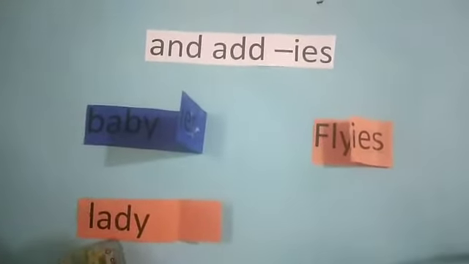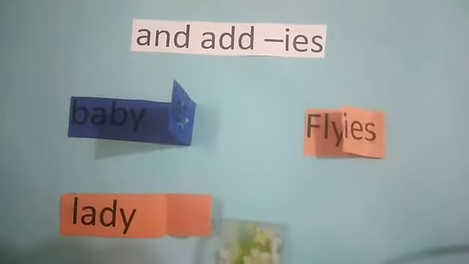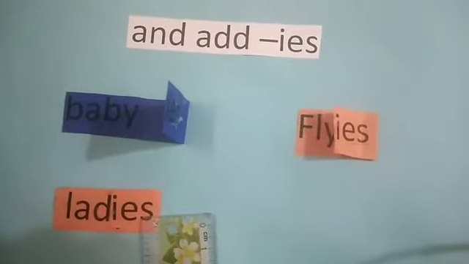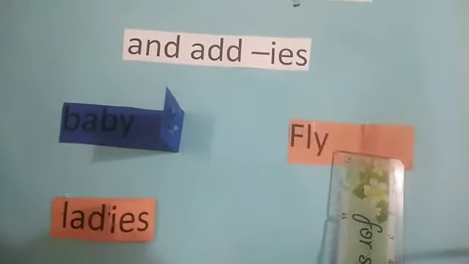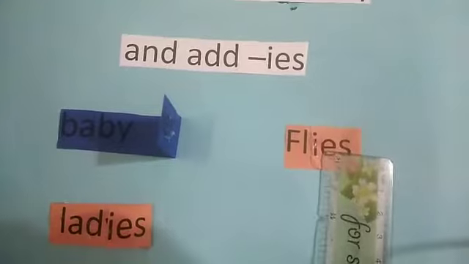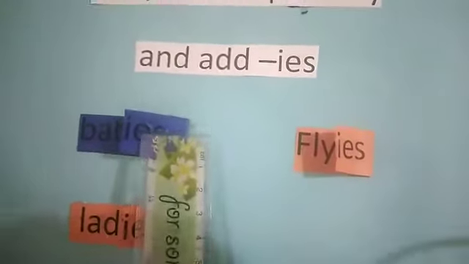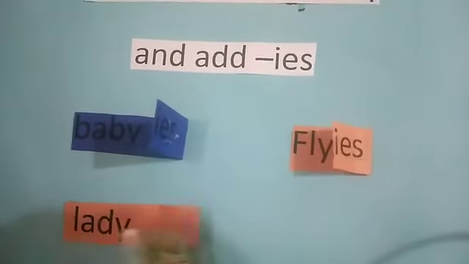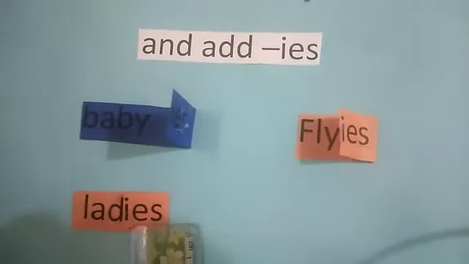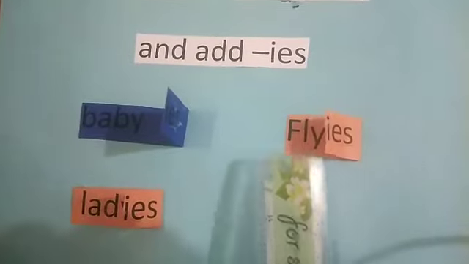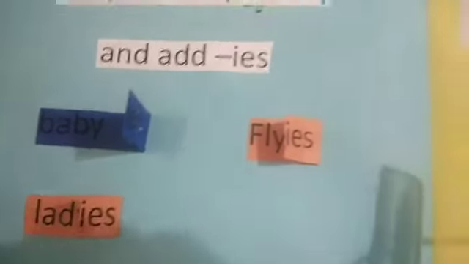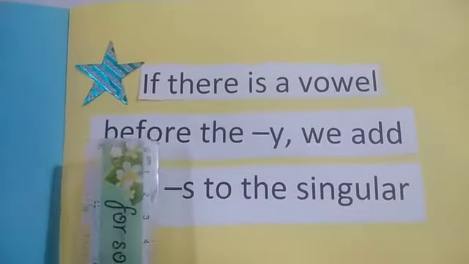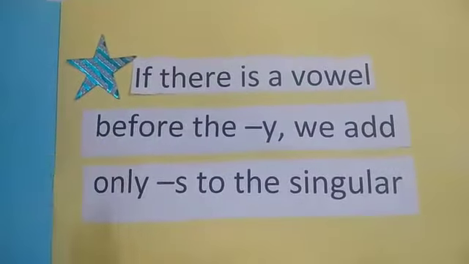The next one is lady. We drop y and what do we add? Yes, we add ies, ladies. Fly, flies. Let's read it one time more. Baby, babies. Lady, ladies. Fly, flies. Is it clear, students? That's great. So let's move to the last rule.